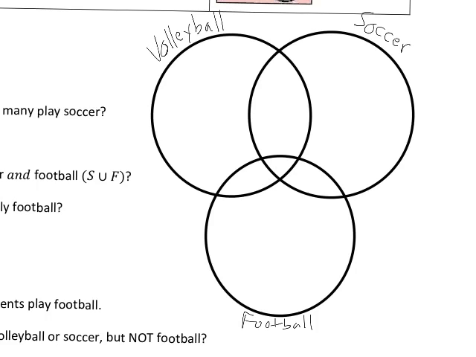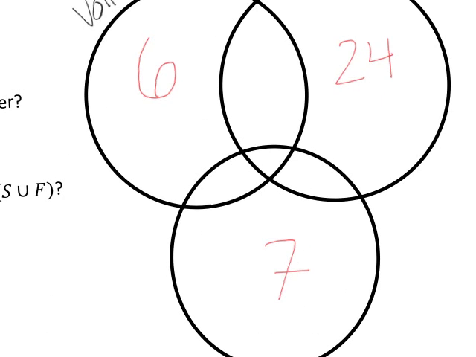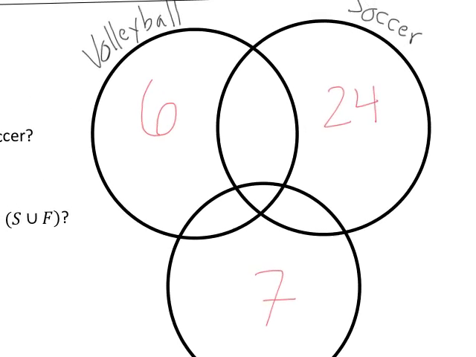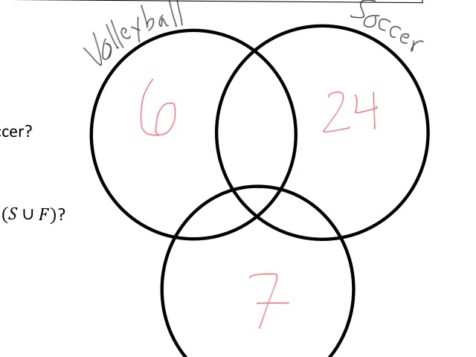And in the volleyball section, I want you to put 6 in this big section. In the soccer, I want you to put 24 in this big section. And in football, put 7 in this big section. And then we're going to look at our overlapping sections. Now, what could this possibly mean? We're going to talk about it. In this section, you see that volleyball overlaps with soccer right here. And there's 12. That means that 12 students play volleyball and they play soccer.